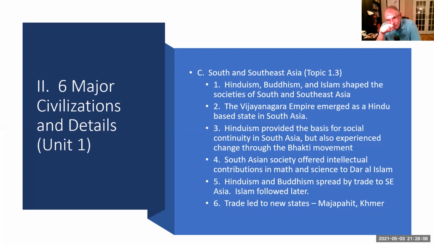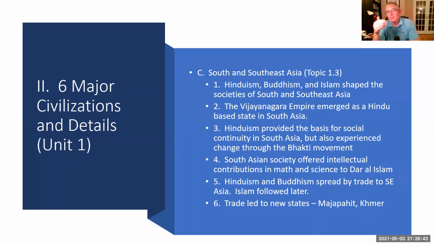So number 2, on the southern part of India, there are two empires that develop, the Chola Empire and the Vijayanagara Empire. And they're both Hindu-based states in the southern part of Asia. So they represent a political entity that is bound together through the common religion of Hinduism. These states don't last long, and that's very typical in South Asia. Hinduism provided the basis for social continuity in South Asia, particularly with the caste system.